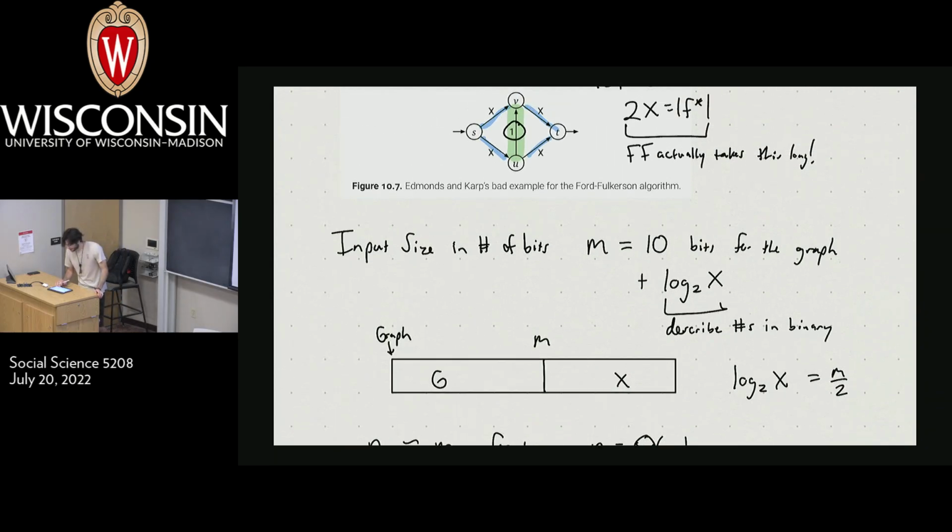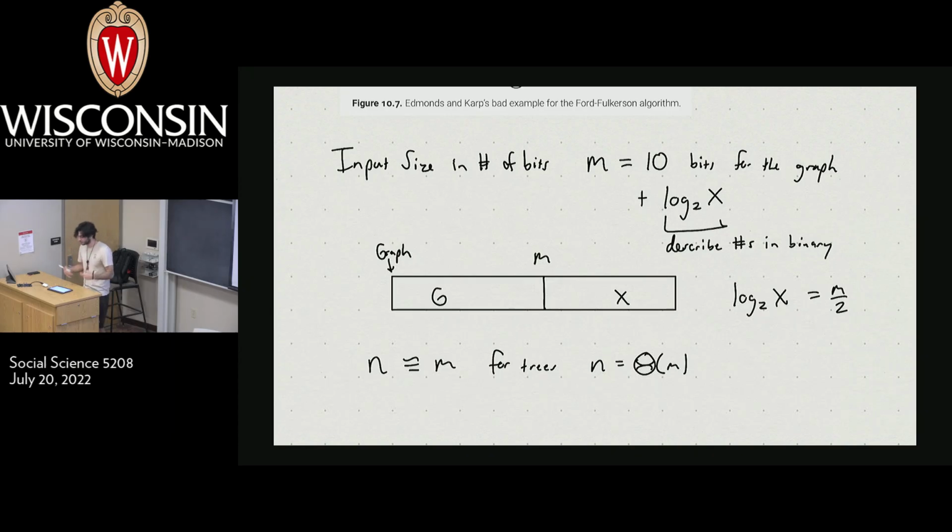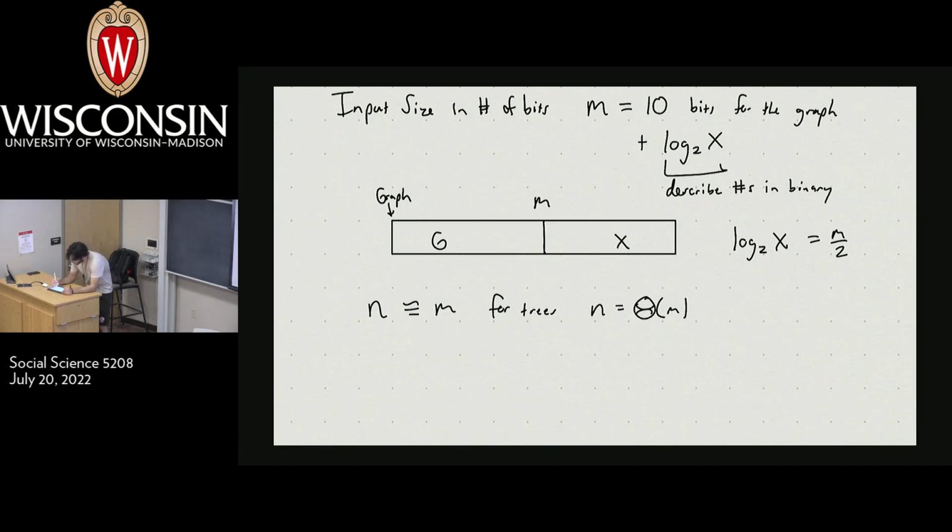But for these kinds of algorithms, when you have an integer involved, they depend on the value of the integer. So if the number of bits to describe x is m over 2, the actual value of x could be 2 to the m over 2. So I've just raised 2 on both sides. So the value of x could be exponential in the total input size.